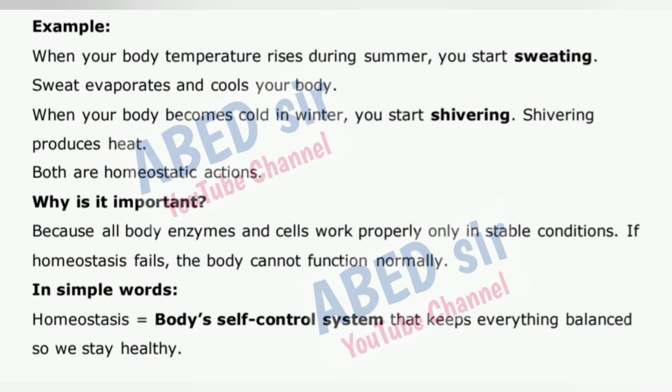Example: when your body temperature rises during summer, you start sweating. Sweat evaporates and cools your body. When your body becomes cold in winter, you start shivering. Shivering produces heat. Both are homeostatic actions. Why is it important? Because all body enzymes and cells work properly only in stable conditions. If homeostasis fails, the body cannot function normally. In simple words, homeostasis is the body's self-control system that keeps everything balanced so we stay healthy.